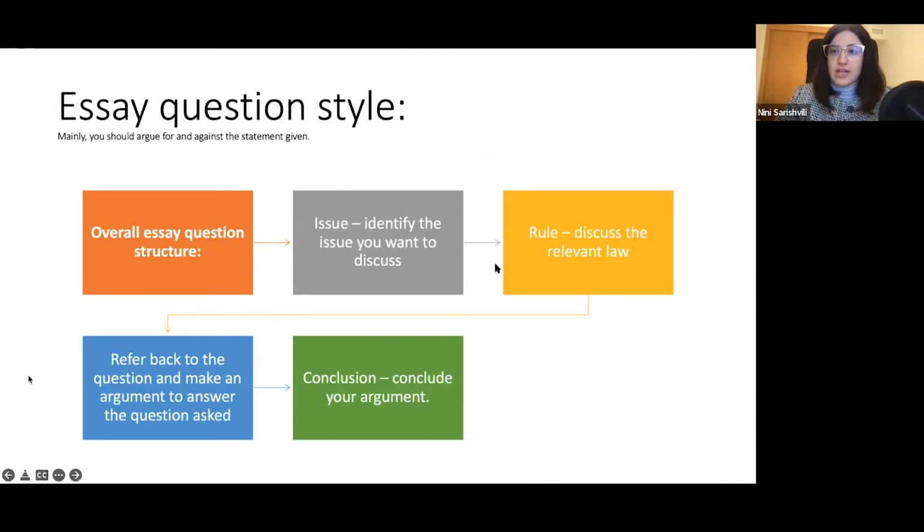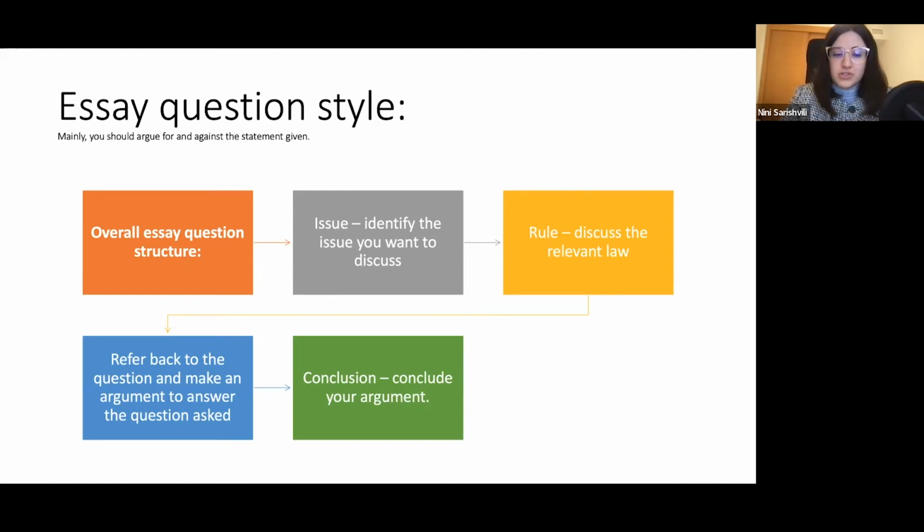Essay question style is a bit different from problem question style, and it is very important that you know what you're required to do in an essay question. Although in EU law, mostly you get problem questions, you may also get an essay question, and you should make sure that you are very well aware of what you need to write in an essay question. A straightforward way of answering an essay question is to argue for and against the statement that has been given to you, for and against the question that has been given to you.